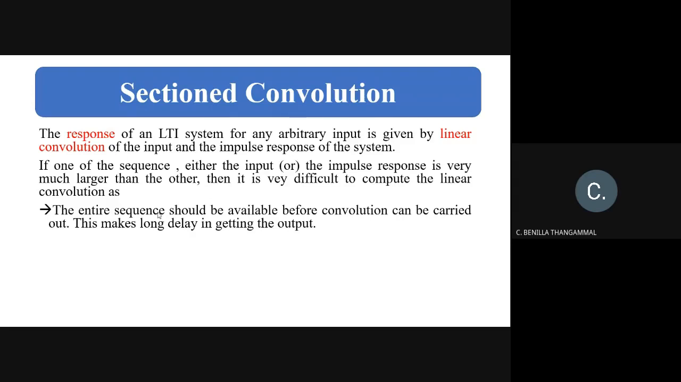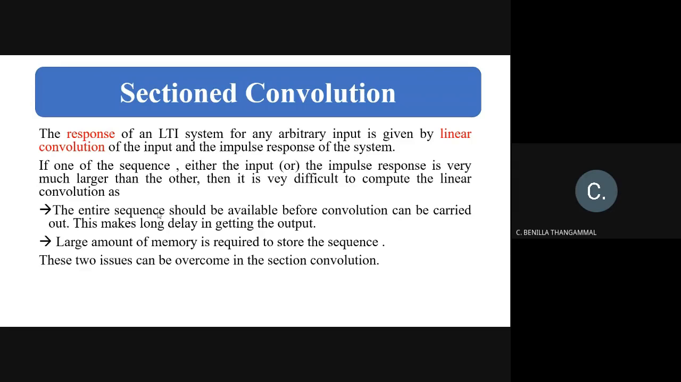Suppose, for example, x of n is going to have 100 samples and h of n is going to have 5 samples. If you want to perform the linear convolution, even though the 5 samples of h of n arrive simultaneously, until the remaining 95 samples arrive, we couldn't start the convolution. So what happens? It makes a long delay here. And then a large amount of memory is required to store the sequence. So to sort out these two issues, circular section convolution can be used.